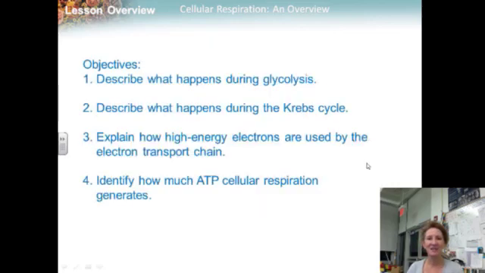All right, so ask yourself, you probably can't if this is your first time looking at it, so you need to go back and study it really well and look at some more videos. Khan Academy has something too, but make sure you can describe what happens during glycolysis, describe what happens during the Krebs cycle, explain how those high energy electrons are used by the electron transport chain, identify how much ATP cellular respiration generates.